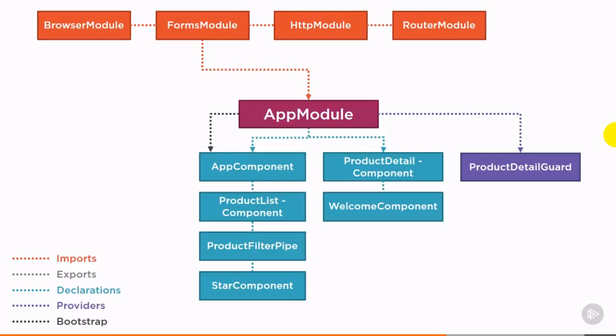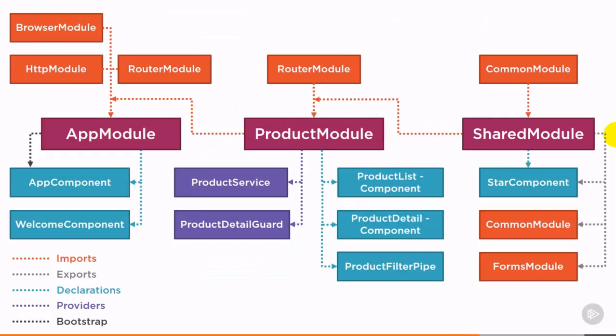If you are building a small application, such as the sample application we've created in this course, you may only need the one root application module, as shown here. But as your application grows, you'll want to refactor into feature modules and shared modules, like this.